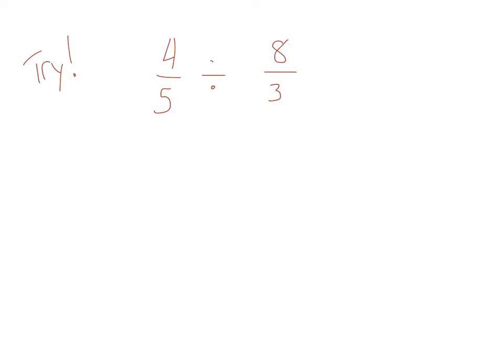Okay, so I'm going to keep the first fraction, change division to multiplication, and flip. 8/3 becomes 3/8. And now I say, hey, can I cross cancel anything? Yeah. The 4 and the 8, that becomes a 1. That'll become a 2. And then 1 times 3 on top is 3. And 5 times 2 on the bottom is 10. And you get 3/10. Easy as that.